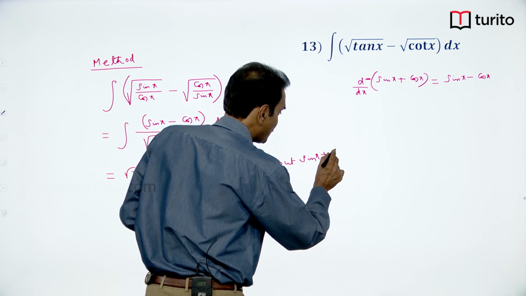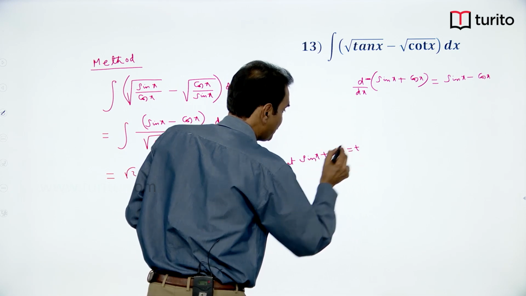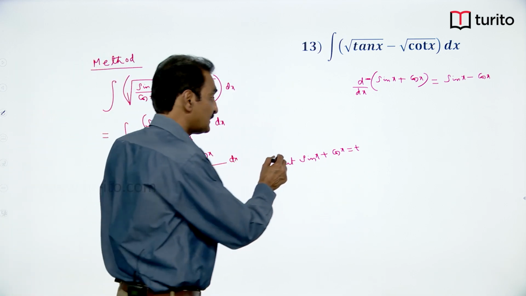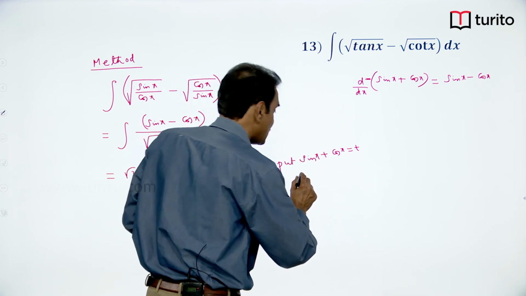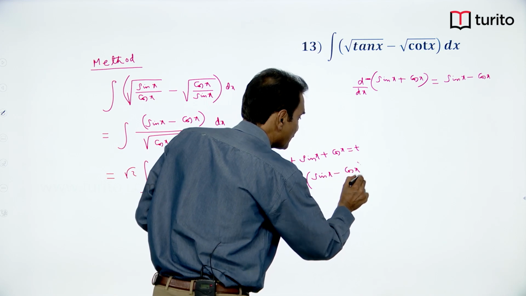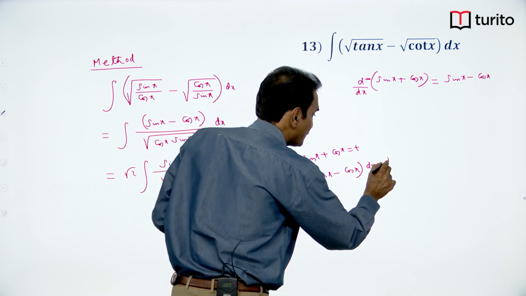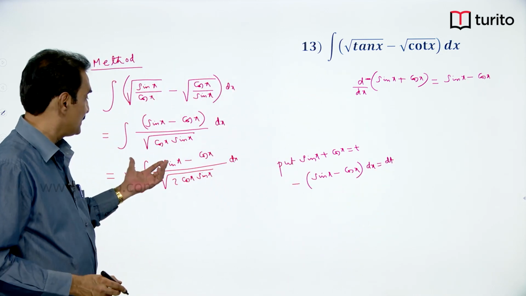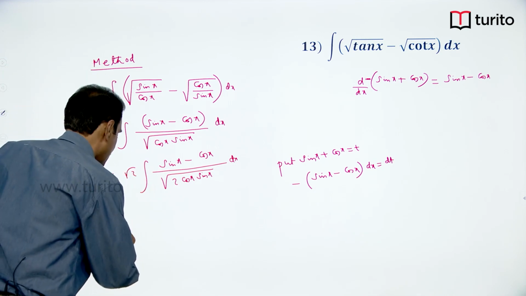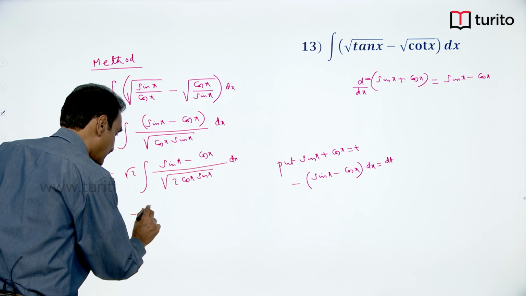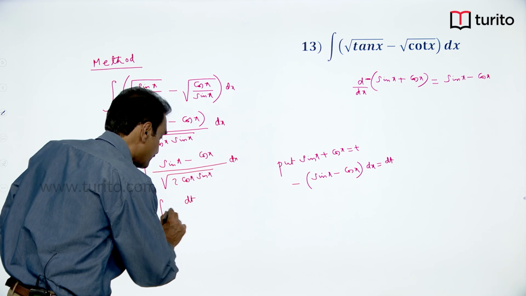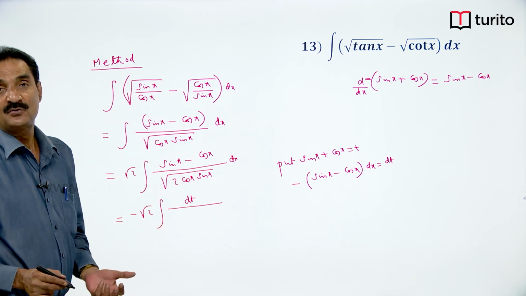Then its derivative is minus of sin x minus cos x dx is equal to dt. So, numerator will be minus dt. Now, I will write minus here, minus root 2 integral dt by root over 2 cos x sin x.